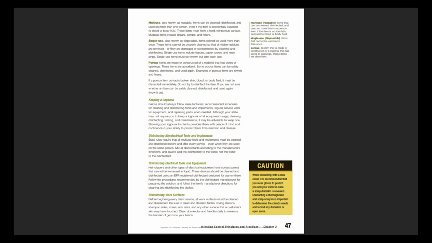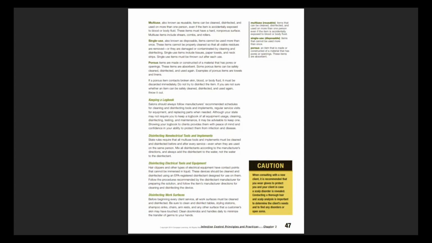Porous items are made or constructed of a material that has pores or openings. These items are absorbent. Some porous items can be safely cleaned, disinfected, and used again. Examples of porous items are towels and linens. If a porous item contacts broken skin, blood, or body fluid, it must be discarded immediately. Do not try to disinfect the item. If you are not sure whether an item can be safely cleaned, disinfected, and used again, throw it out.